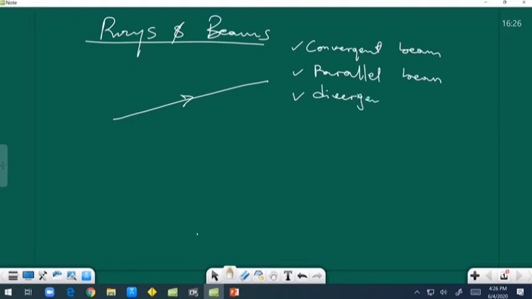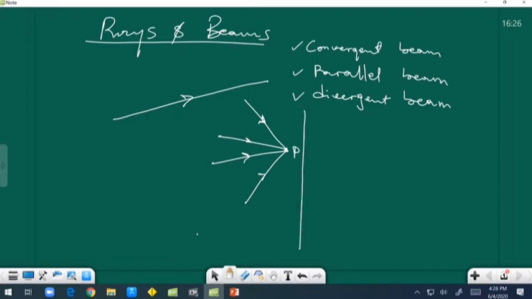Divergent beam. Okay, so convergent beam, we have something like this. This is a point, and different rays of light converging at that particular point. This is a point P. So when rays of light converge towards a point, we call it convergent beam.